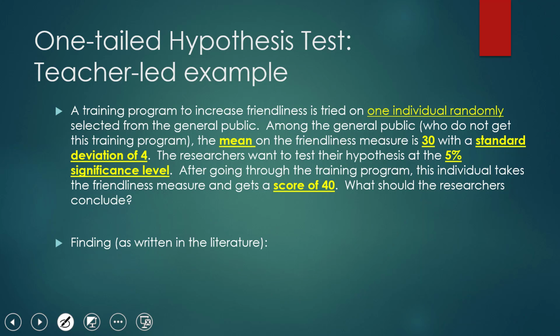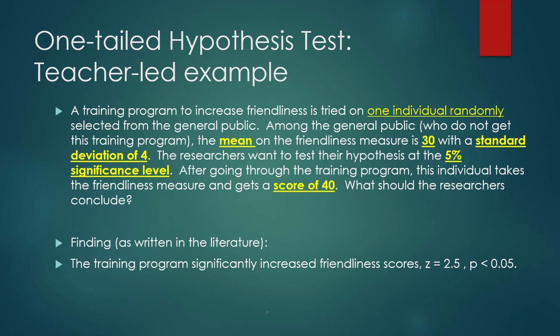So as it would be written in the literature, the training program significantly increased friendliness scores, and then you'd write z equals the calculated z value with a p less than 0.05. Now, later on in the semester, I'm going to be giving you some SPSS data, and when you use SPSS, you're going to get a specific p-value that's associated with that data analysis, and you would actually report that specific p-value if you had that SPSS output. But for now, when we're talking about z-scores, again, you have z equals the calculated z-score with a p less than 0.05.